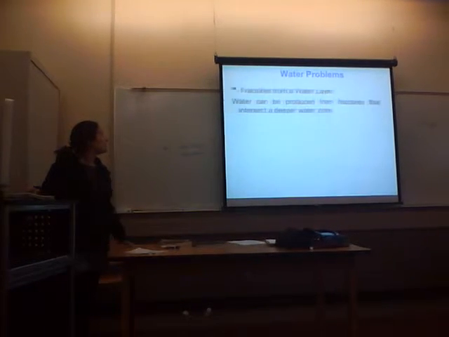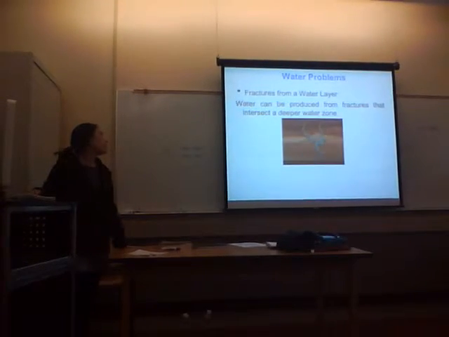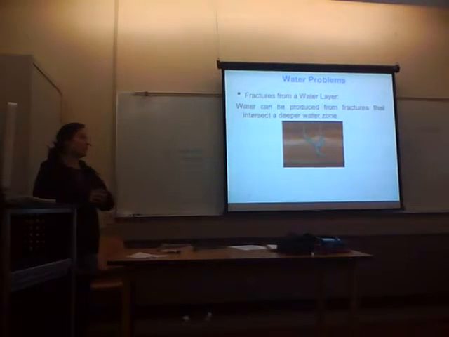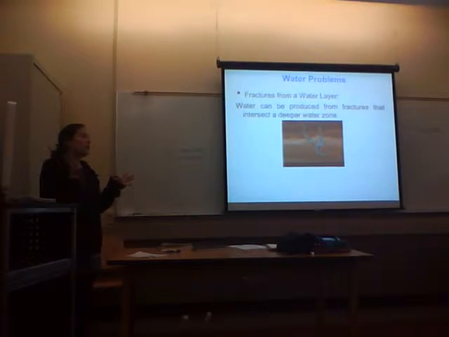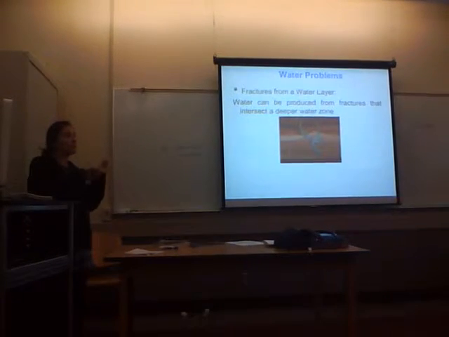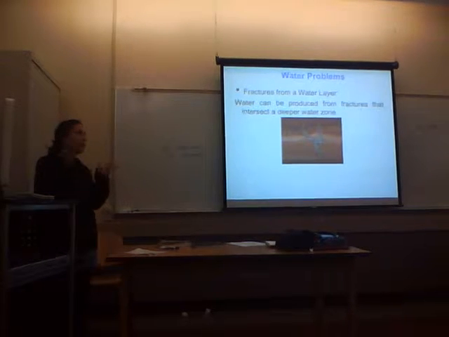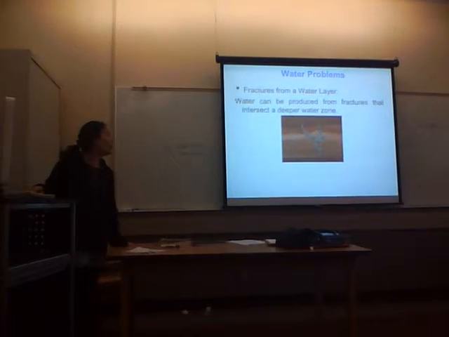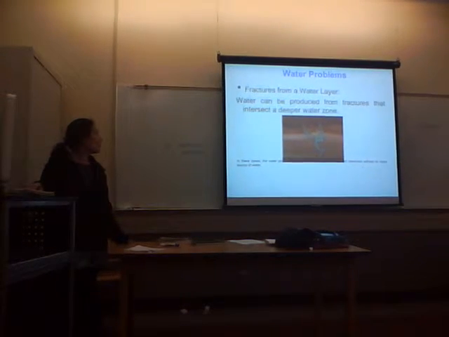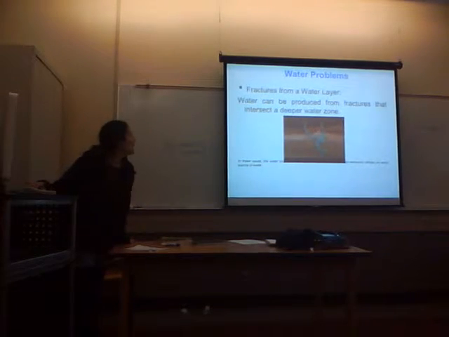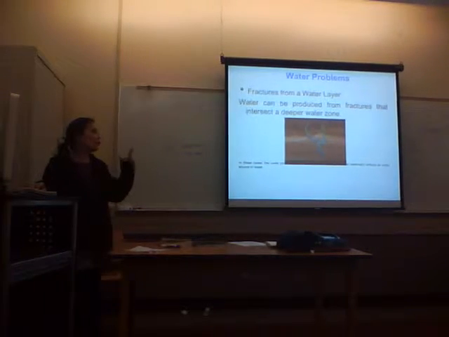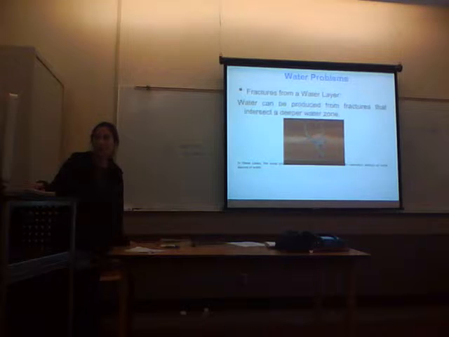And the other problem is fractures from a water layer, and a layer is an aquifer, kind of a big rock with a high permeability, and it contains water inside. So if this zone contains natural fractures, the water can easily go upstairs and mix with the oil. So water can be produced from fractures that intersect a deeper water zone. In these cases, the water production should be monitored and more controlled than in reservoirs without an extra source of water.